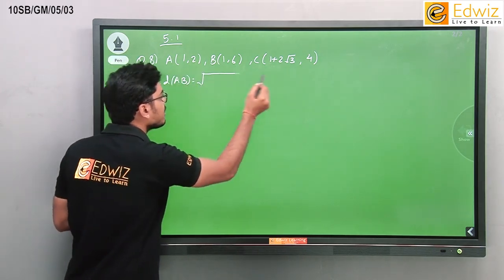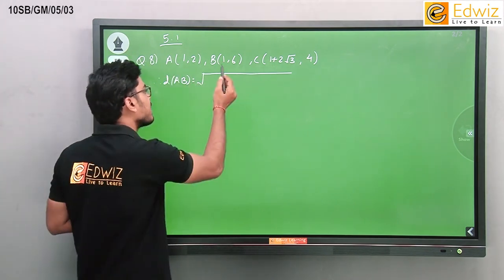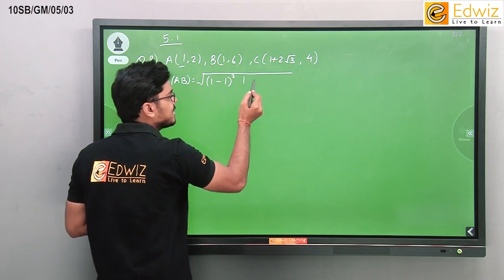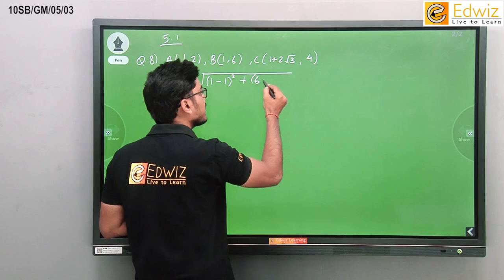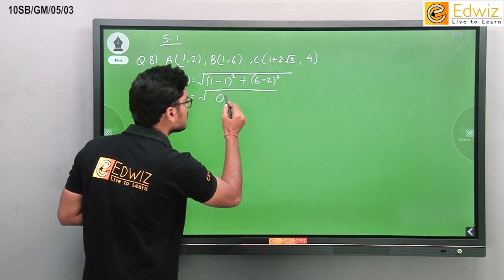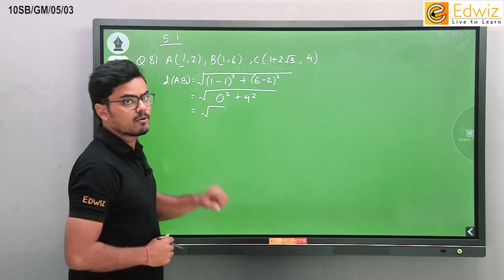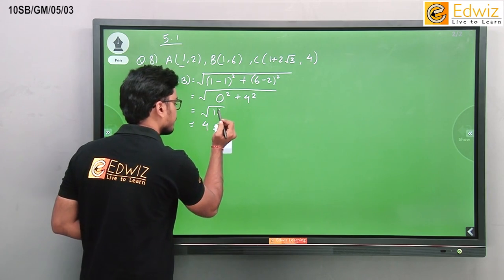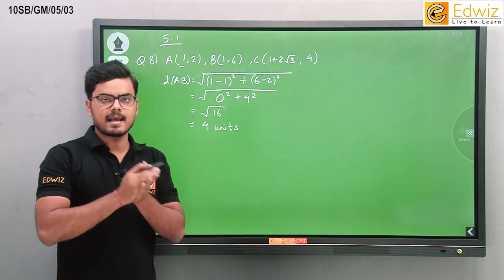This will be equal to square root of x2 minus x1. Here x2 is 1, x1 is also 1. This is the x coordinate in both the points. So 1 minus 1 the whole square plus y2 minus y1 will be 6 minus 2, so 6 minus 2 the whole square. This will be equal to square root of 0 square plus 4 square. Okay, so we are finally getting square root of only 4 square, that is 16. So the answer is 4 units. Okay, this is the distance between points A and B.